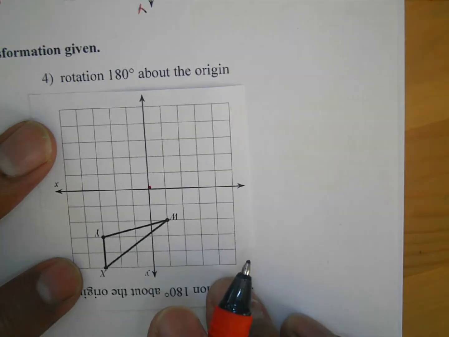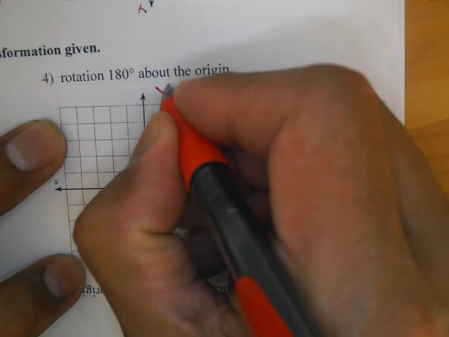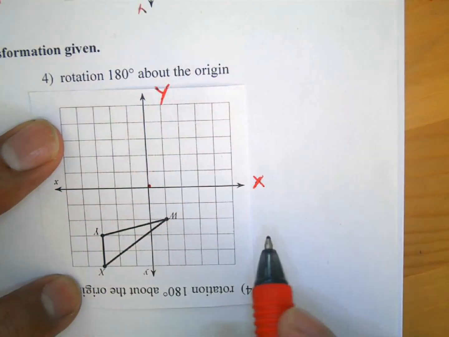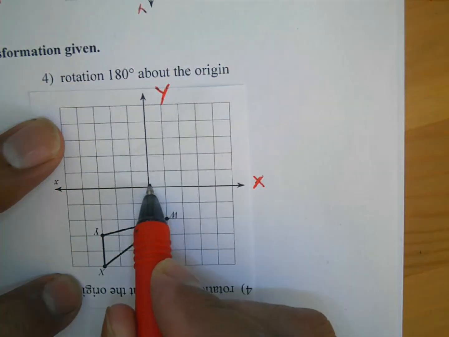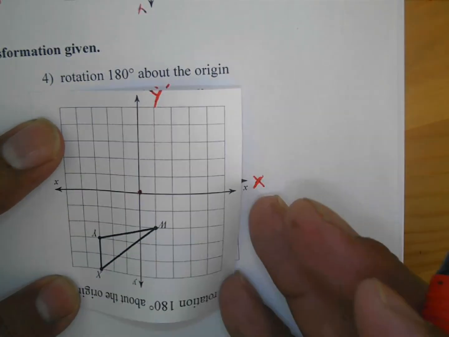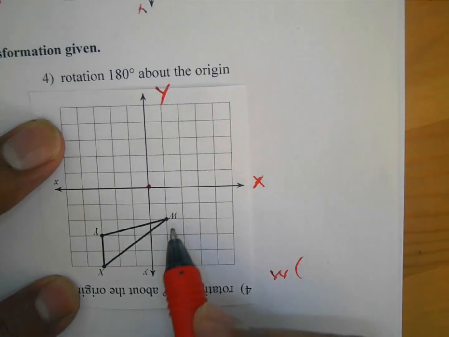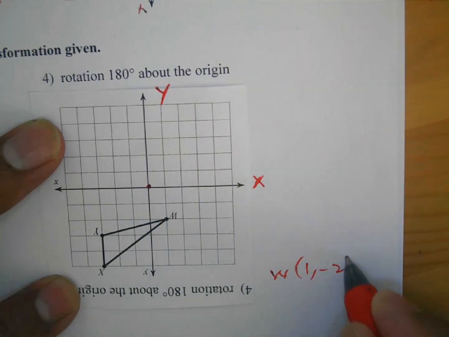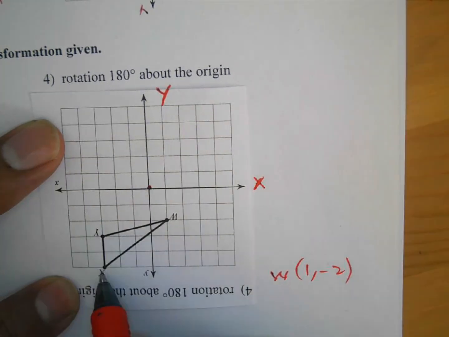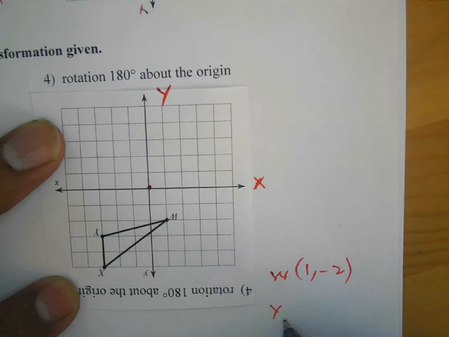But I need to get these coordinates. That's where you have to assume that this is now your X and this is now your Y. And now we have to get these coordinates. Well, if this is the origin, this would be what? 1, negative 2. So what letter is that? It's W. W would be 1, negative 2. X, I'll go this one over here. I'll do this one, Y.